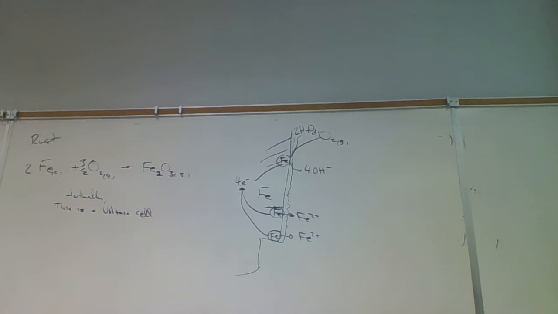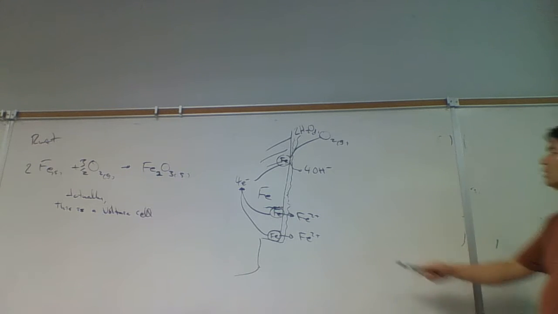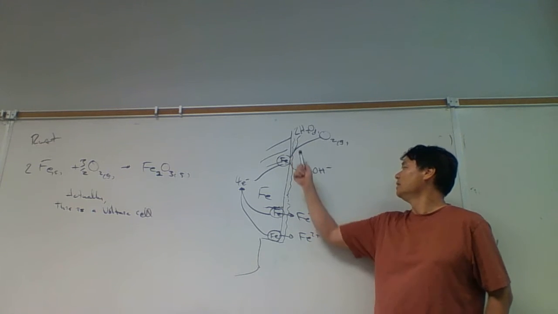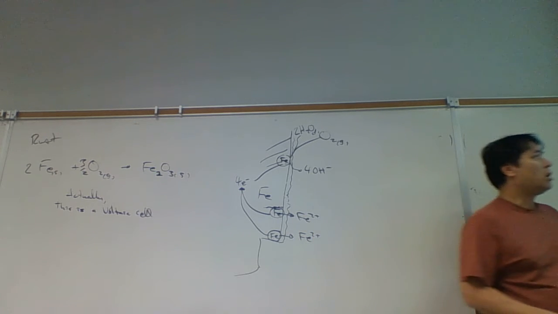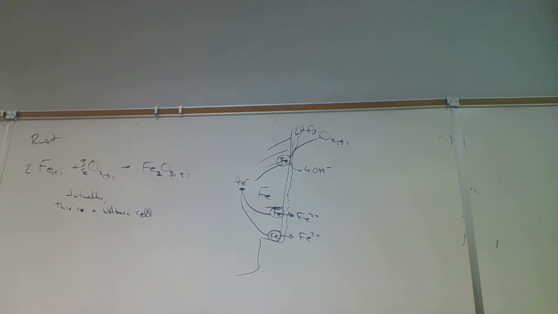Actually, this is not salt water. This is just plain water. It's plain water because we're generating hydroxide. If there was acid in there, we'd be generating water. But anyway, we're generating hydroxide here. So the oxygen is coming in here and pulling the electrons. Oxygen is coming here, pulling the electrons. We're forming hydroxide. Hydroxide turns phenolphthalein pink.